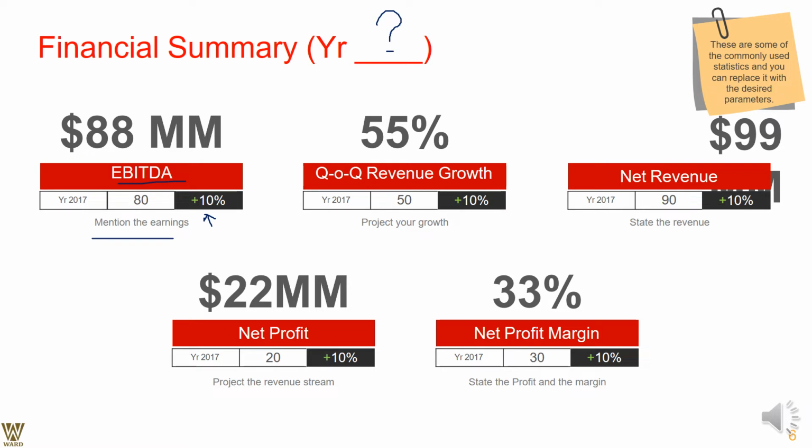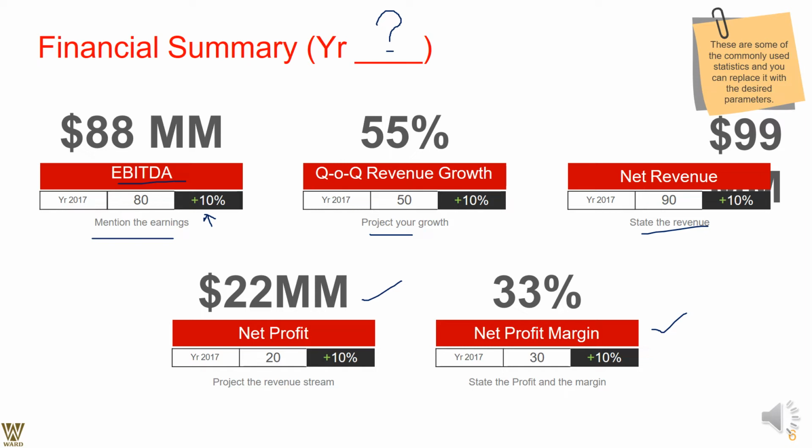QoQ, quarter on quarter revenue growth. Again, project your growth. Probably that is what we are looking into. The net income that comes around, and I'm just giving an example. It is your net revenue that you generate with a net profit, which can come to your attention as per your requirement. So we speak about the financial summary every now and then in front of our shareholders, in front of our board members, and come up with the viability of the company.